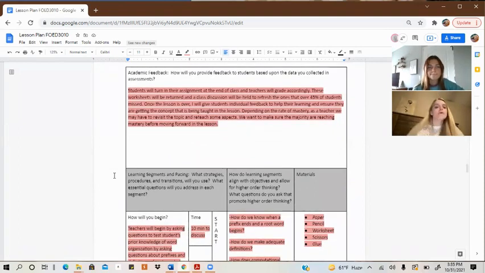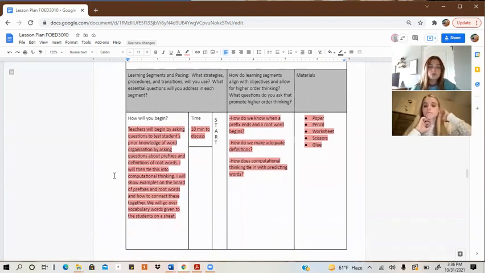So, academic feedback. Based on the data we collect in the assessment, students will turn in their assignment at the end of class, and teachers will grade accordingly. These worksheets will be returned, and a class discussion will be held to refresh the questions that over 45% of students miss, so whichever questions had the most struggle. Then, once the lesson is over, teachers will give students individual feedback to help their learning and ensure that they're getting the concept being taught. Depending on the rate of mastery, as a teacher, we may have to revisit the topic and reteach some aspects. We want to make sure that the majority are reaching mastery before moving forward in the lesson.